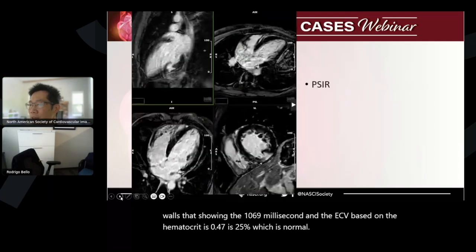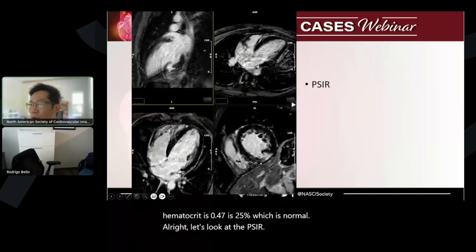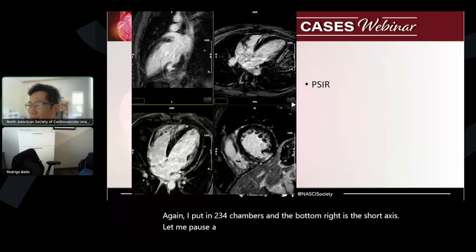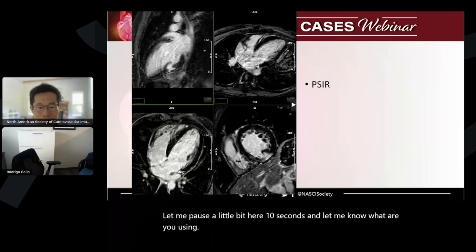All right, let's look at the PSIR. Again, I put in 2, 3, 4 chambers, and the bottom right is the short axis. Let me pause a little bit here, 10 seconds, and let me know what you are seeing. Great, I hear some of you talking about LGE.